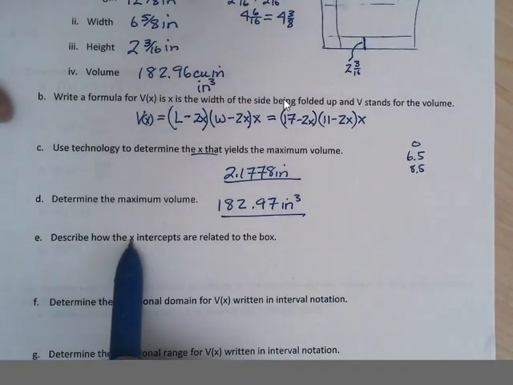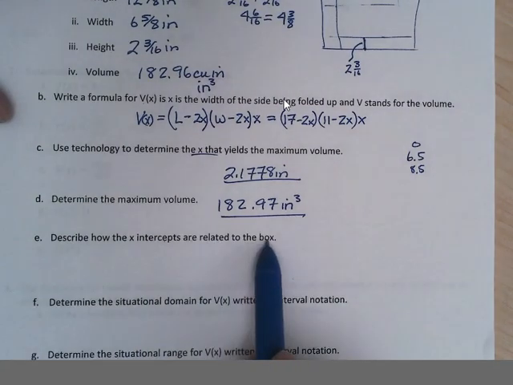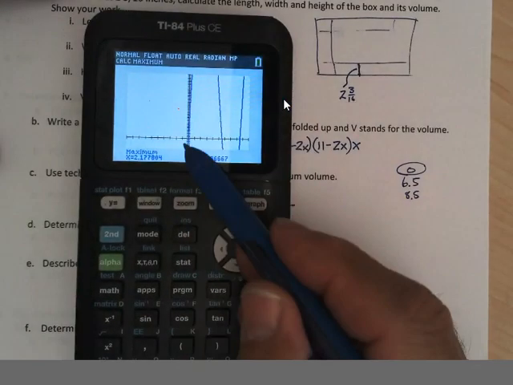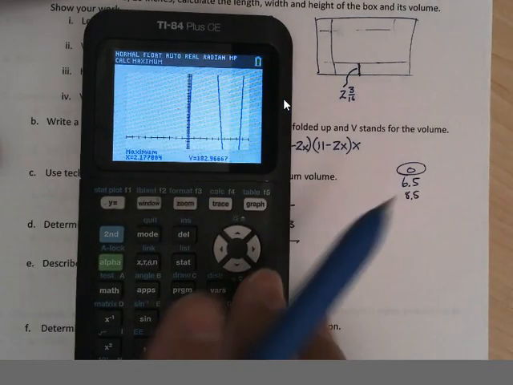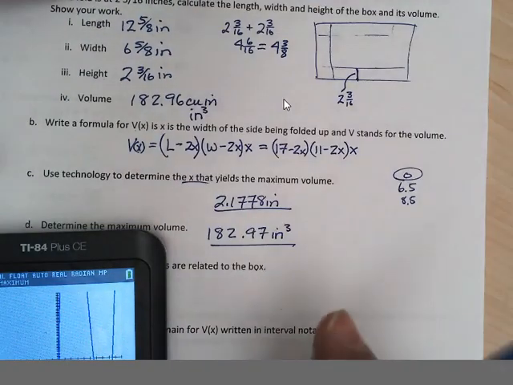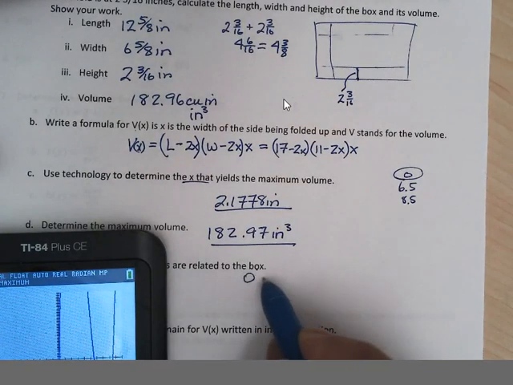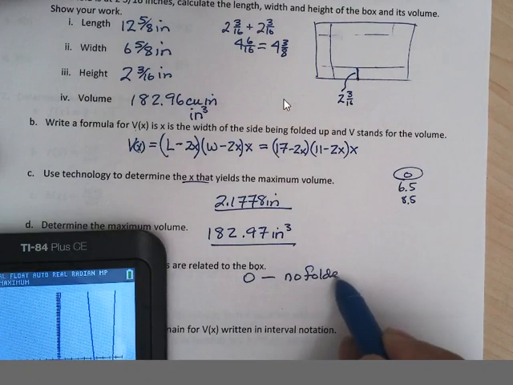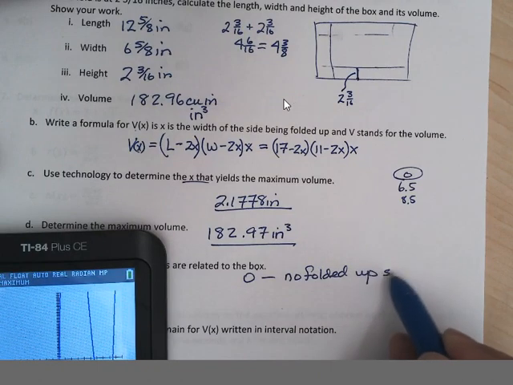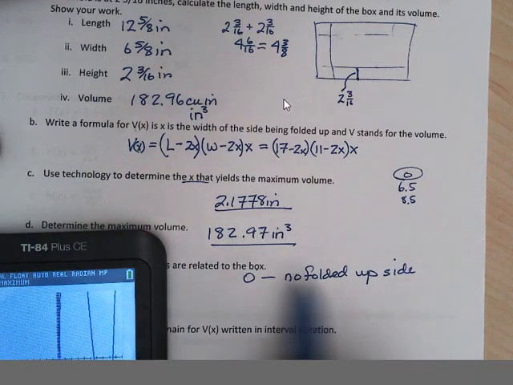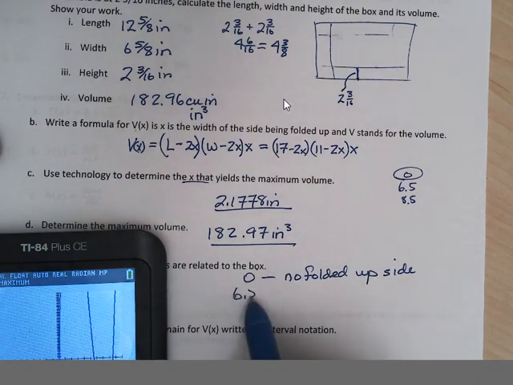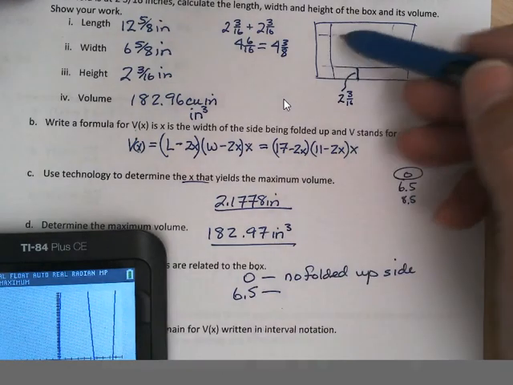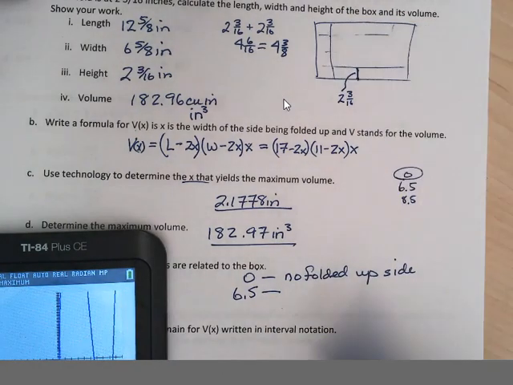Describe how the x-intercepts are related to the box. Well, when the graph was at 0, the volume was 0, and that's because if we don't fold up any side, we don't get any volume. No sides folded up. 6.5, that's folding the width exactly in half.